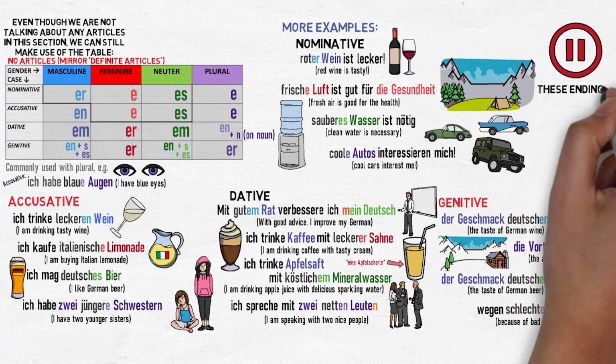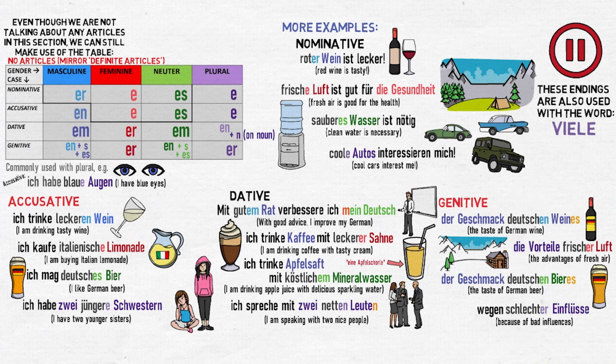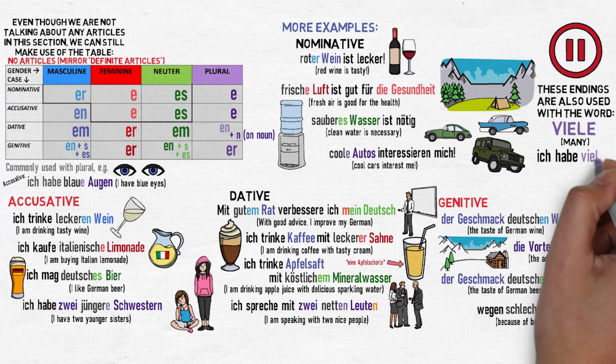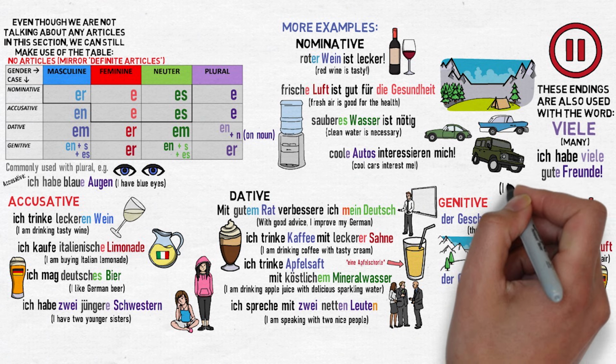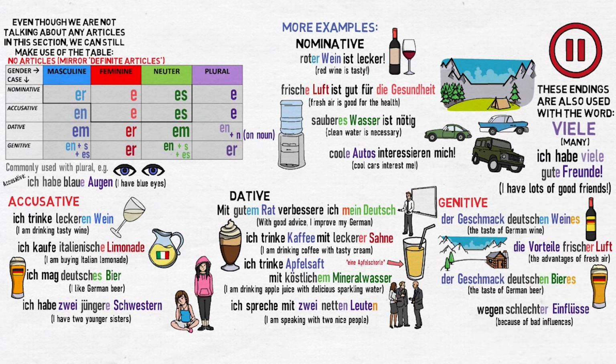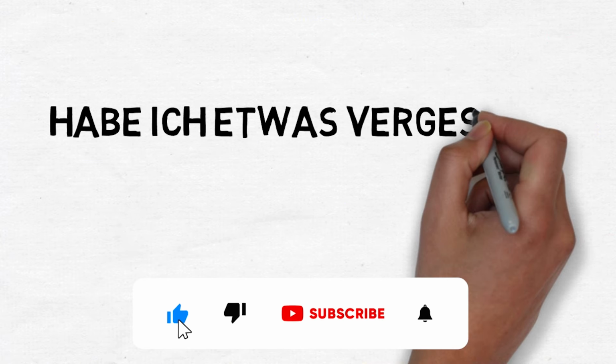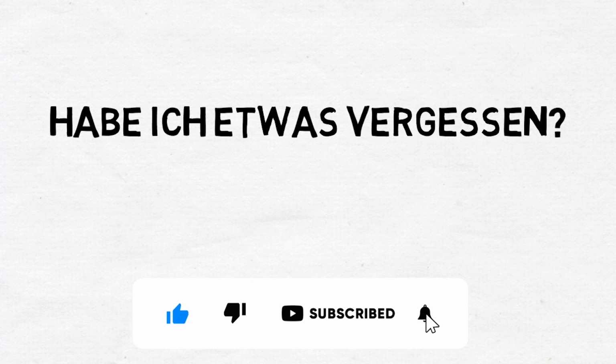These adjective endings will also apply after the word many, viele, which will obviously be used with plural nouns. For example, ich habe viele gute Freunde. I have lots of, or I have many good friends. Habe ich etwas vergessen? Have I forgotten something?